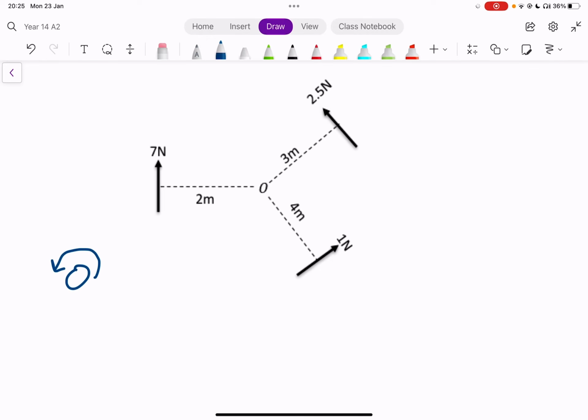So I'm taking moments anti-clockwise, and anything going anti-clockwise I'm going to take as positive. Let's do the positive ones first. First of all, we had the 2.5 newtons, and it was 3 meters away, so that's 2.5 times 3. The next one, we have this 1 newton, and it's 4 meters away, so plus 1 times 4. And then the last one, which is going against us, is 7 newtons, and it was 2 meters away, so that's minus 7 times 2. We'll tidy that mess up.